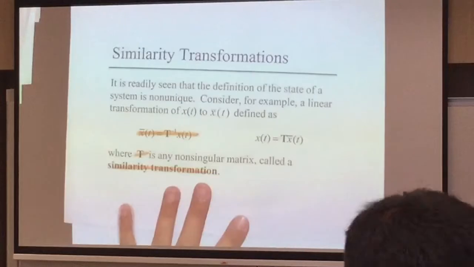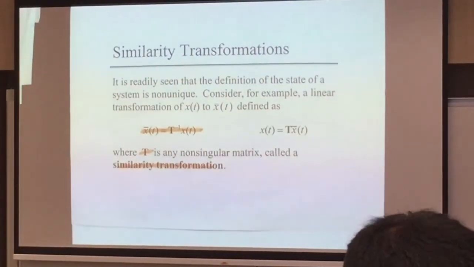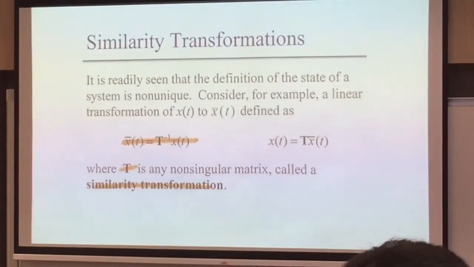I can have rate of change first, and then the angle, and then acceleration. Or I can have position of the robot, followed by the angle, and the velocity. So states are not unique. Okay? So you have any states. This is where we talk about similarity transformation. The definition of the state is not unique.